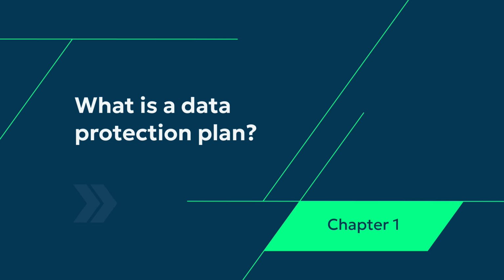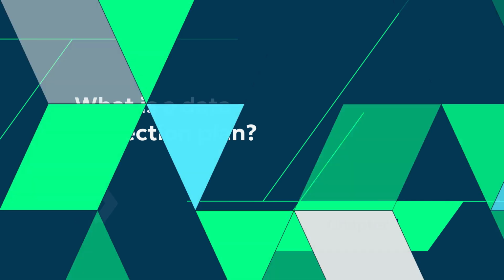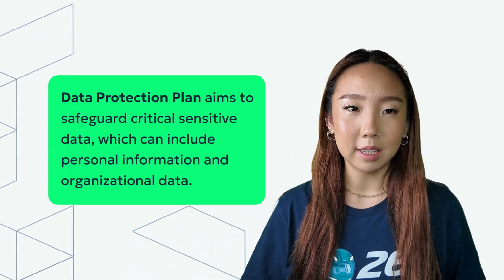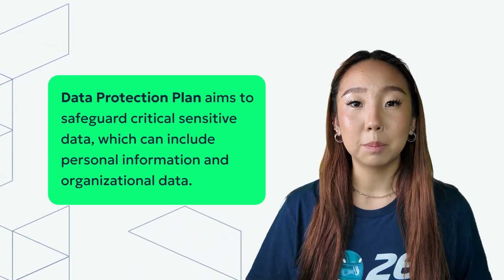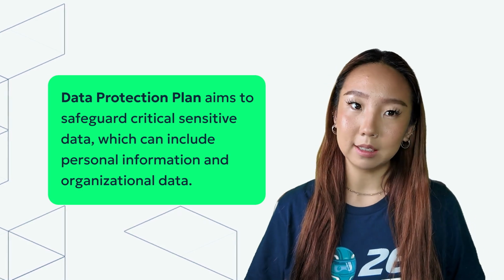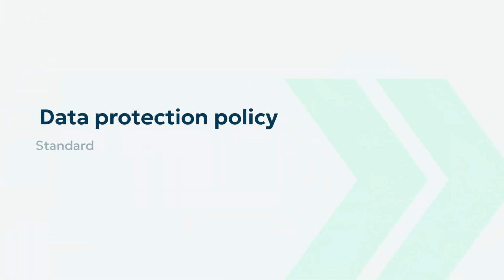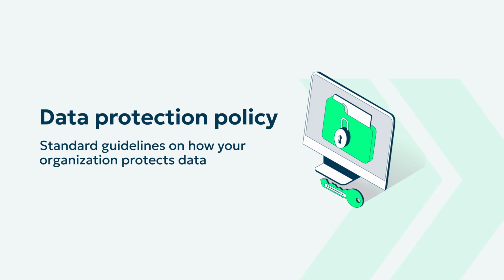What is a data protection plan? A data protection plan aims to safeguard critical sensitive data, which can include personal information and organizational data. It must be aligned with the organization's data protection policy, a guideline that standardizes the protocols and execution of data privacy and protection. Having one isn't just a matter of security, but also compliance.